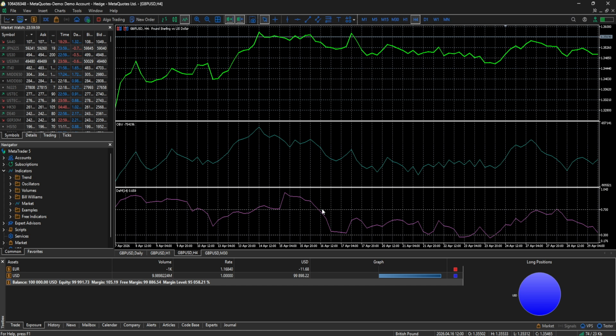That's it. You've added the DeMarker in MetaTrader 5, understood the default settings, and learned how to interpret its key zones with confidence.